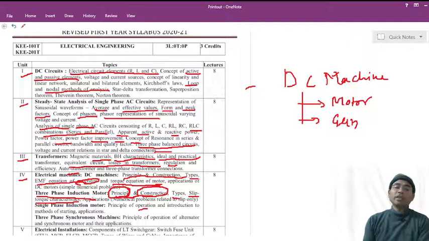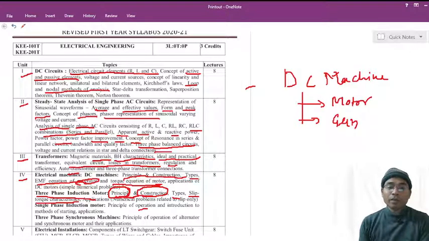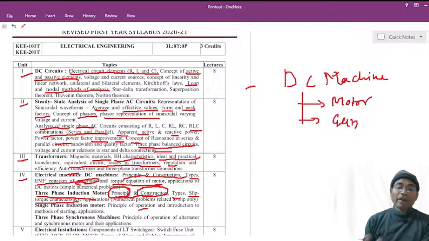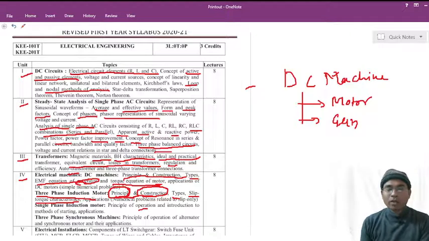The next is the single phase induction motor. So single phase induction motor is used in a domestic use. Your fan is a single phase induction motor. Your a pump of water, submersible pump, or whatever motor, almost every motor you use in a domestic purpose are of single phase induction motor.